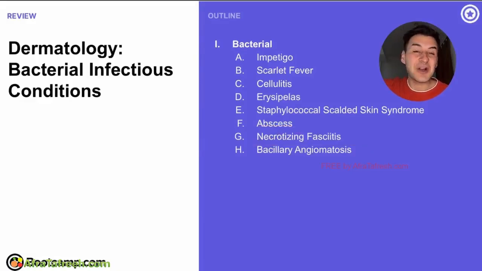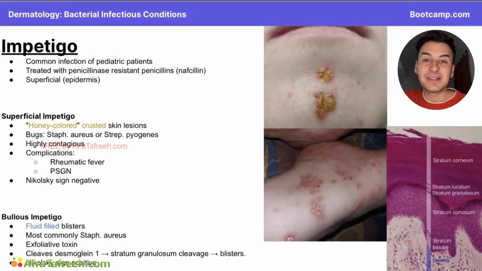So here we're going to be talking all about bacterial infectious conditions of the skin. So go ahead and take a look at the outline over here and let's get busy. Let's start off by talking about impetigo, which is going to be a very common skin infection of our pediatric population.